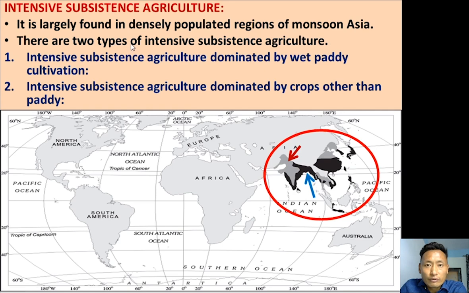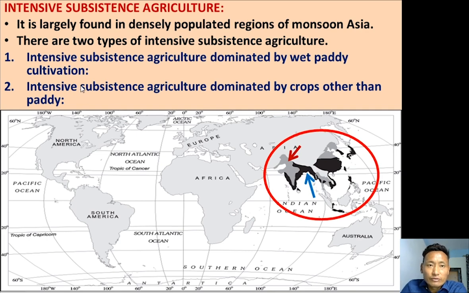There are two types of intensive subsistence agriculture. The first is intensive subsistence agriculture dominated by wet paddy. Wet paddy means rice cultivation. So in these dark shaded areas, they are cultivating two or more than two rice crops in the same field. This dark region is intensive subsistence agriculture. They are cultivating two or more crops for self-subsistence. In the dark shaded areas, they are cultivating rice.